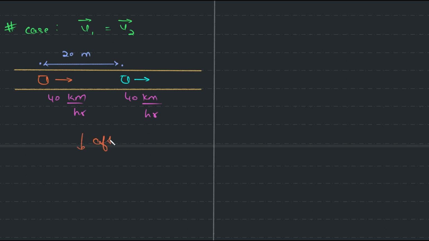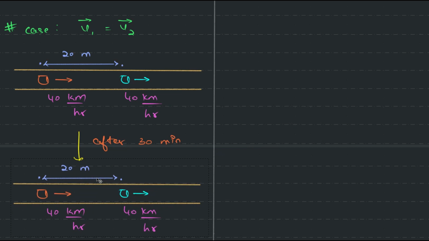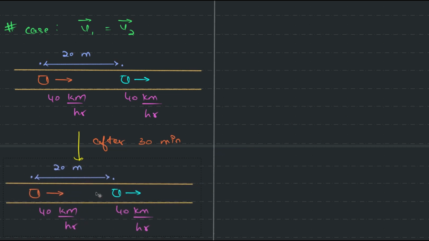After say 30 minutes, if the speed is not changing, what will happen? Provided nothing else changes, the speed does not change and the road is the same. It will remain the same, right? The distance or the gap between them will not change. So what will be the position time graph for this?